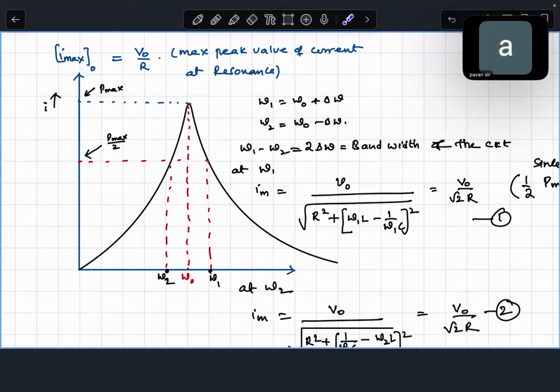In capacitive nature, current leads voltage. In inductive nature, voltage leads current. Now you have two frequencies. One is omega 1, the other is omega 2. Now, any doubt till this point?